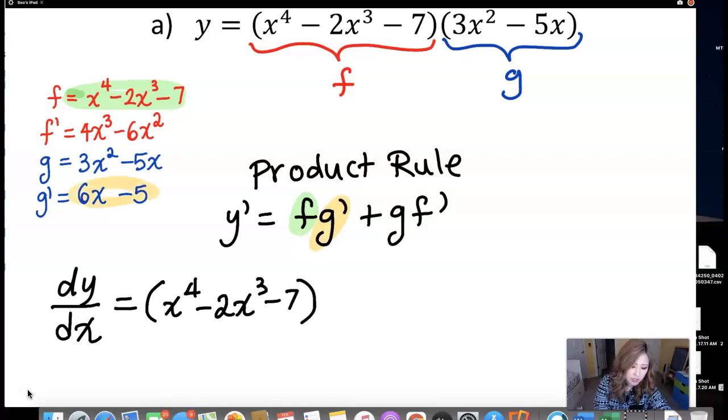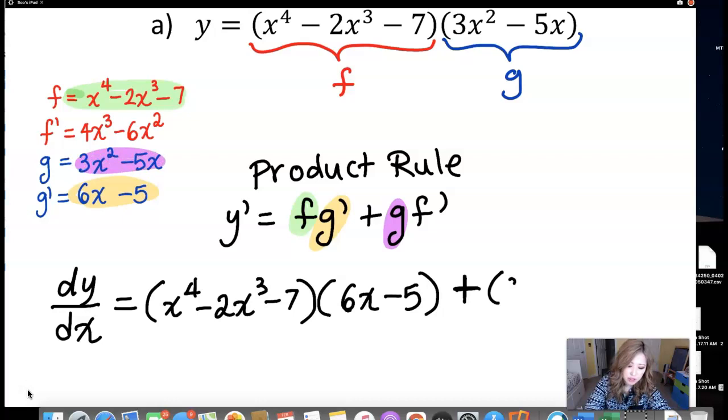G prime is right here. So I'll open another parenthesis and do 6x minus 5. I close the parenthesis. The sign in the middle is plus, so do write down plus sign. Let's see, what is the next term? I need to do the g. So what is g? G is this term, so I'll write that down. Parenthesis 3x squared minus 5x.